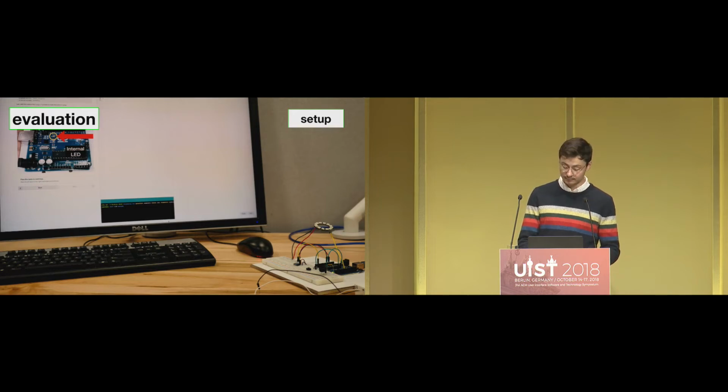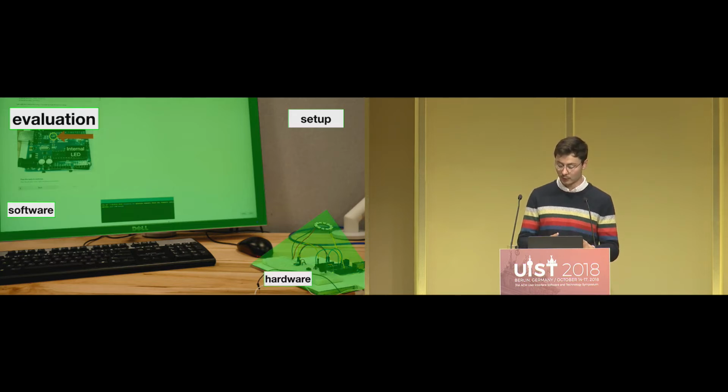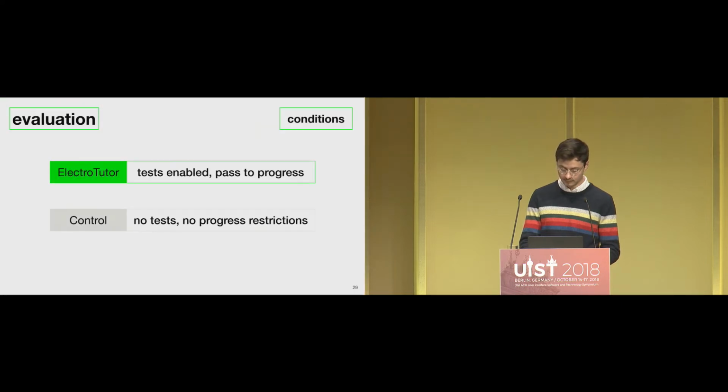Here's the evaluation setup. The software consisted of the tutorial interface, and participants were provided with all of the required hardware for building the tutorial project. There are 2 research conditions, specifically ElectroTutor, where tests are enabled and you have to pass them to progress to the next step, and a control case where there are no tests provided and no progress restrictions. While this difference exists, both cases worked on the same project tutorial and had all the same instructions.